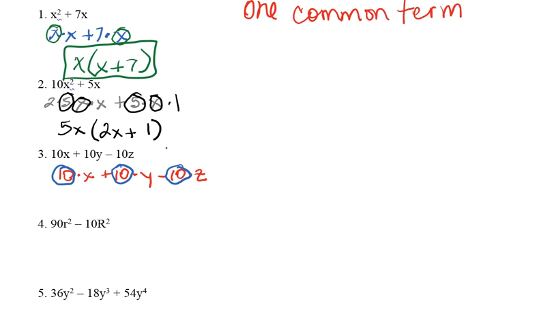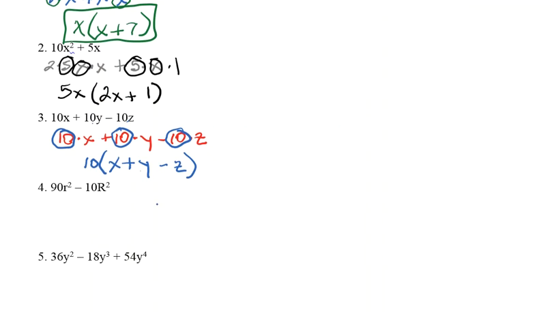Now, do they have any letters in common? The first one has an x, the second one has a y, and the third one has a z. So they have no letters in common. So what's in common goes in the front. Now the leftovers go inside. I have an x left, I have a y left, and I have a z left. I started with 1, 2, 3 terms. I ended with 1, 2, 3 terms. So I have to make sure I do that. Okay, so start with 3 terms, end with 3 terms in the parentheses.